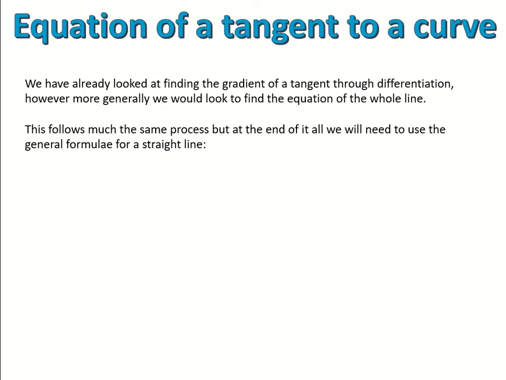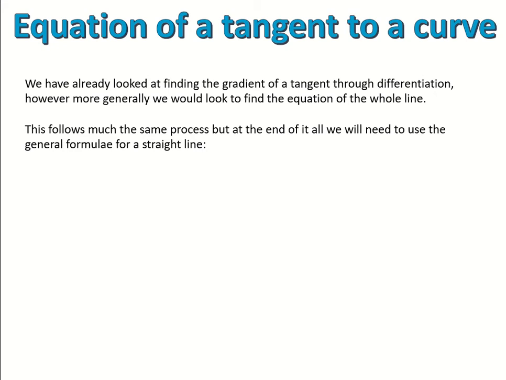Okay, so you've already looked at finding the gradient of a tangent through differentiation. However, more generally, we look to find the equation of the whole line. So this is just an extra step, basically bringing back in what we've done in National 5 in terms of finding the equation of a straight line, but using differentiation to basically find a gradient. Okay, because the same applies as when we're in National 5.